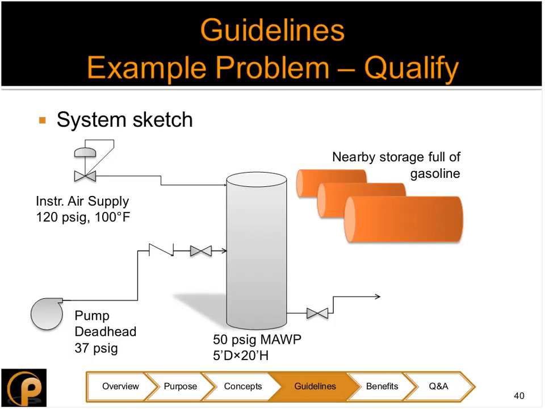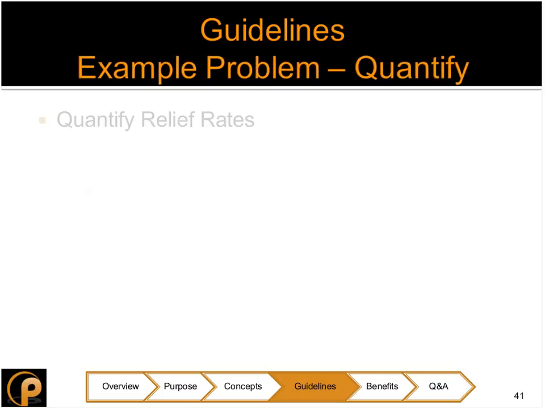Instrument air supply failure may. So the instrument air regulator that you see on the top left, if it fails open, it could expose our protected system to 120 psig air. There's an overpressure. We also note that it's near storage vessels full of gasoline. Gasoline is flammable. Let's say that there's a leak or loss of containment elsewhere, and that gasoline pools around our protected system, and there's a fire. Fire could certainly cause an overpressure.